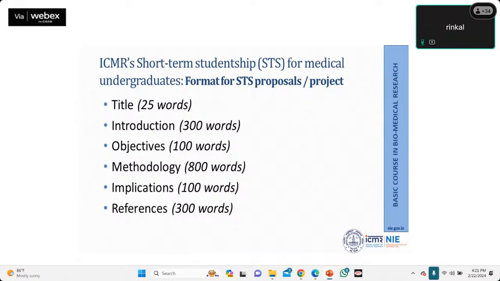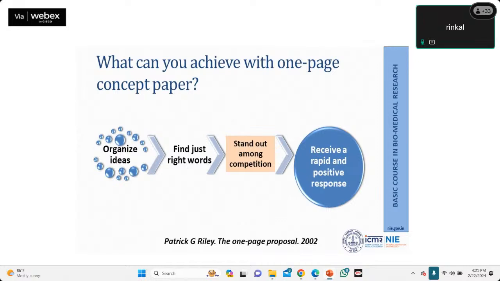So we have to be very brief in this regard. So what can we achieve with a one-page concept paper? We can organize our ideas. Sometimes we randomly have ideas, like what if it were like this, or how it could happen, whether this is good or that is good, and how big the problem is. Those ideas can be organized with the help of the concept paper if we can find the right words to put in place.